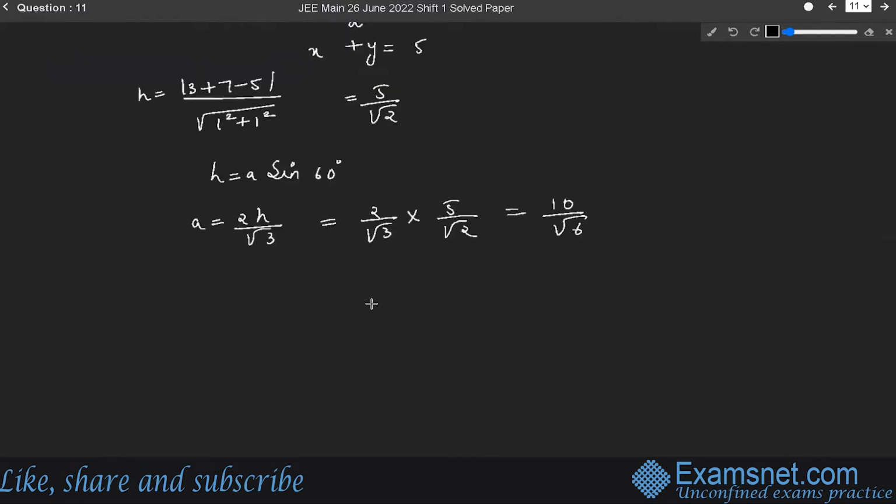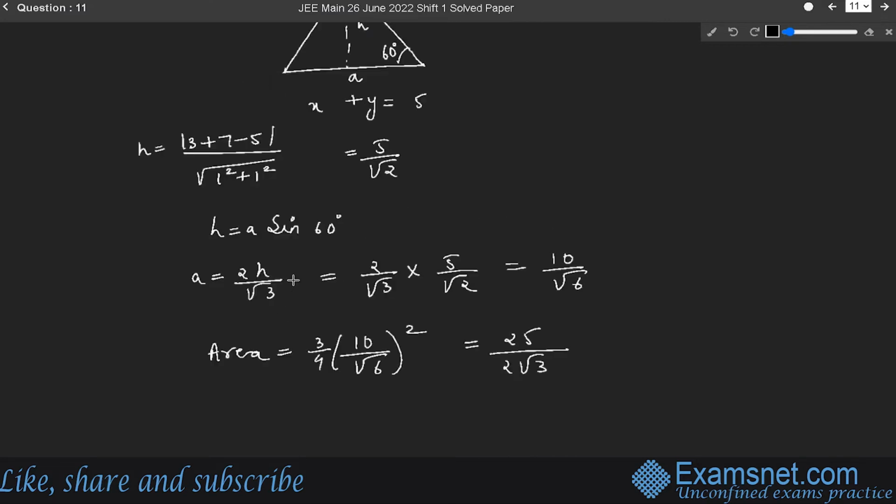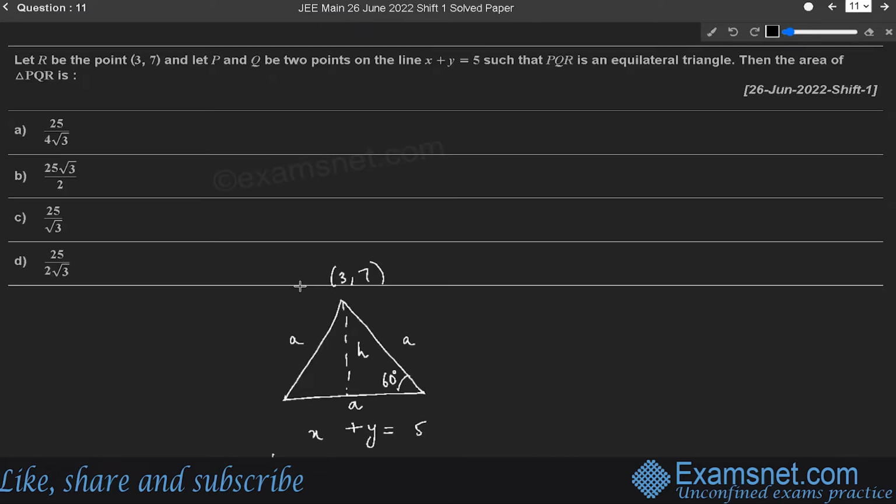Now, area of this required triangle will be, we know that area of an equilateral triangle is root 3 upon 4 into a square. So here in this case, this will be equal to root 3 by 4 into (10 upon under root 6) whole square. So it will be equal to 25 upon 2 root 3. Hence, we can say that the correct answer for this question is option D here. I hope this question is clear to you.